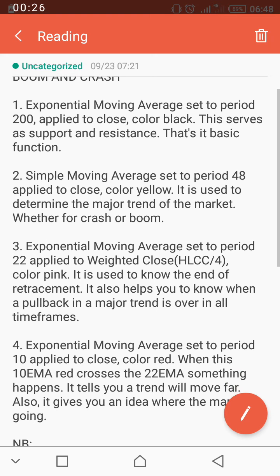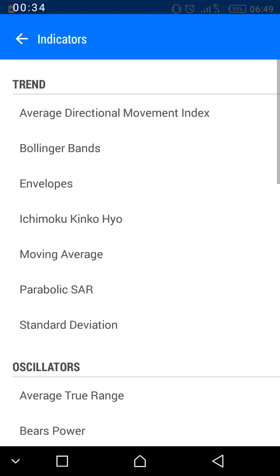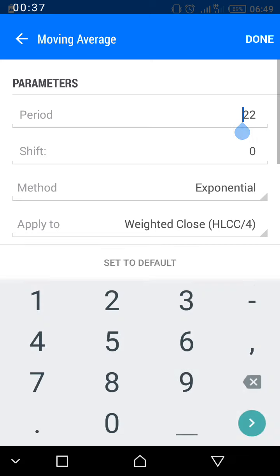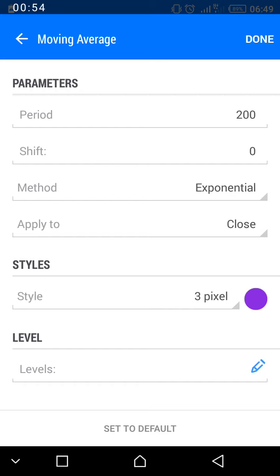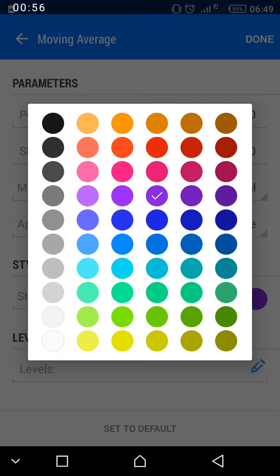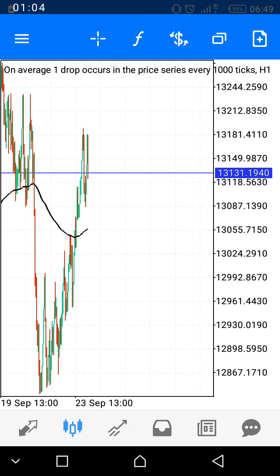So let's go to our chart. You click on F. You press moving average, then you type in 200. Method is exponential. Apply to close, then the color black. You can leave it at 3 pixels, or you can change it, but 3 pixels is okay. Then click on done. Then you see it on your chart.